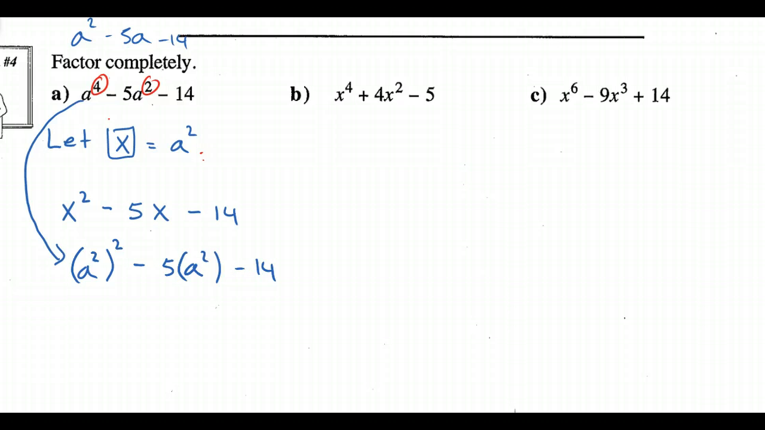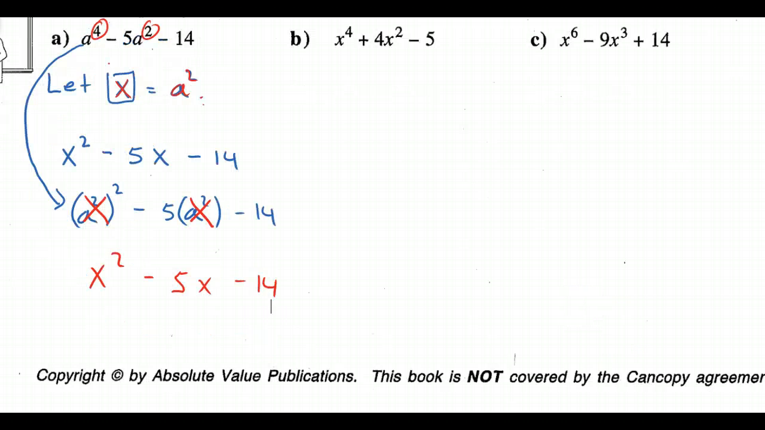Well, I said that x equals a squared, therefore I'm going to replace those a squareds with an x, and that's how I got x squared minus 5x minus 14. Now I can go ahead and factor this because I know how to do this. So that's going to be (x minus 7)(x plus 2).